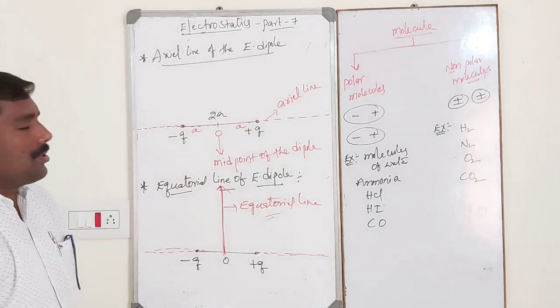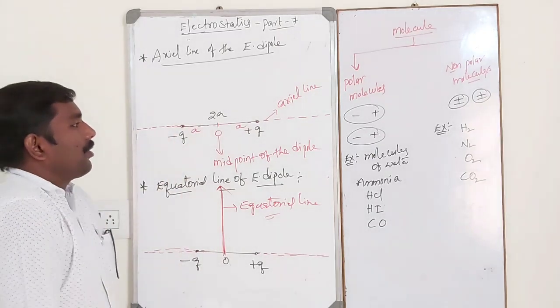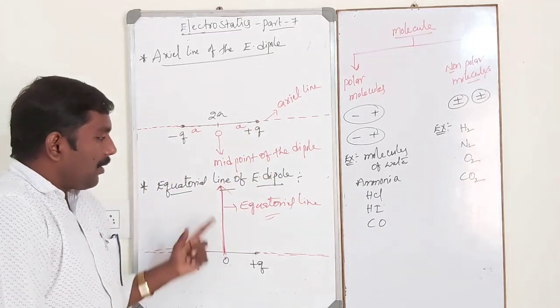Okay, these are the two very most important, students. This is axial line and this is equatorial line.